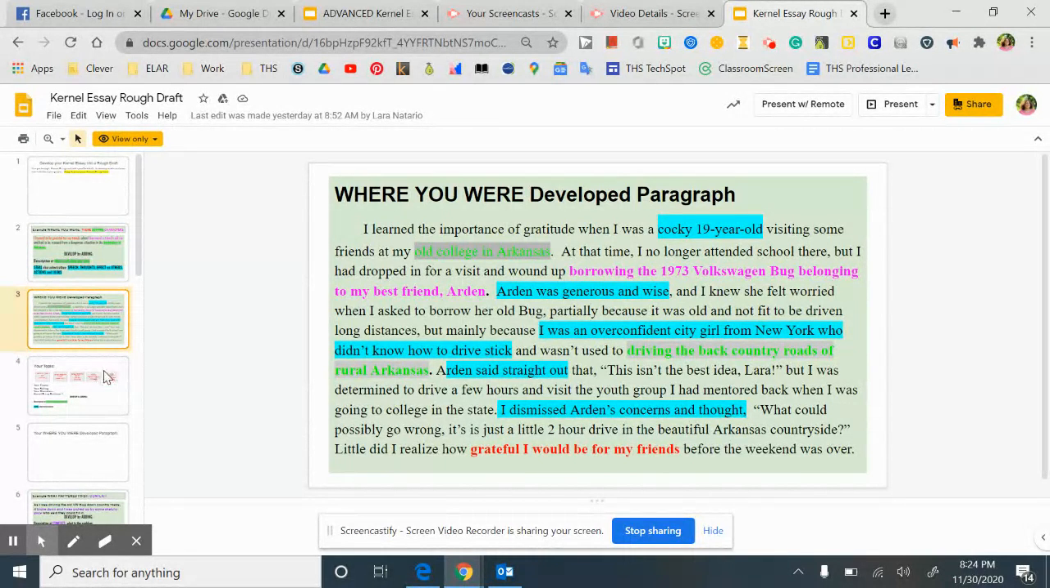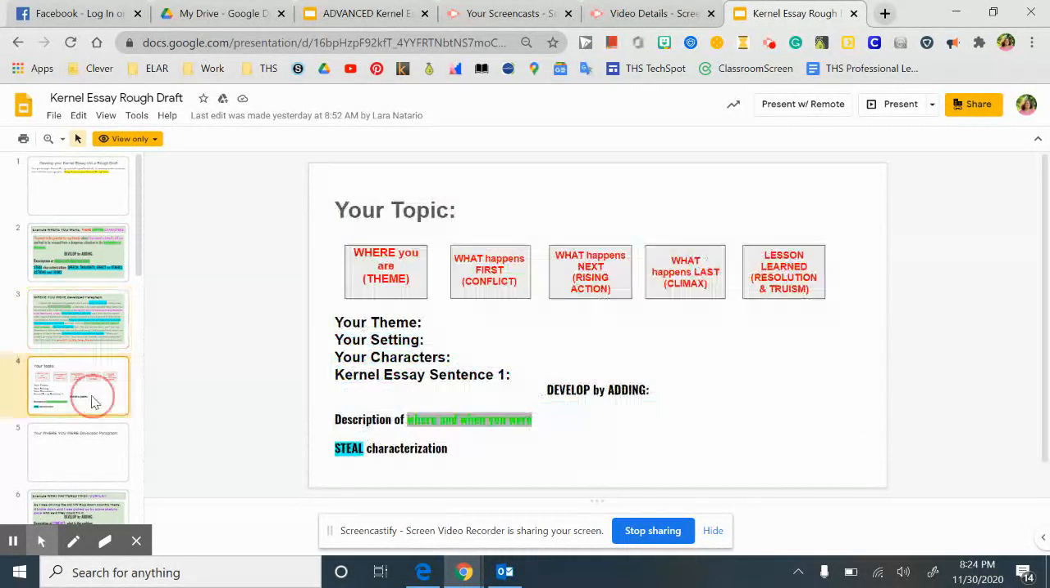Okay, so that was your example. So the slides in green are examples. Here we are with the slide with white. We have our text structure, which you guys used yesterday to develop your kernel essay. And you're going to be thinking about what is your theme? Where did your story take place? Your characters. What was your kernel essay one sentence? You're going to put that there.